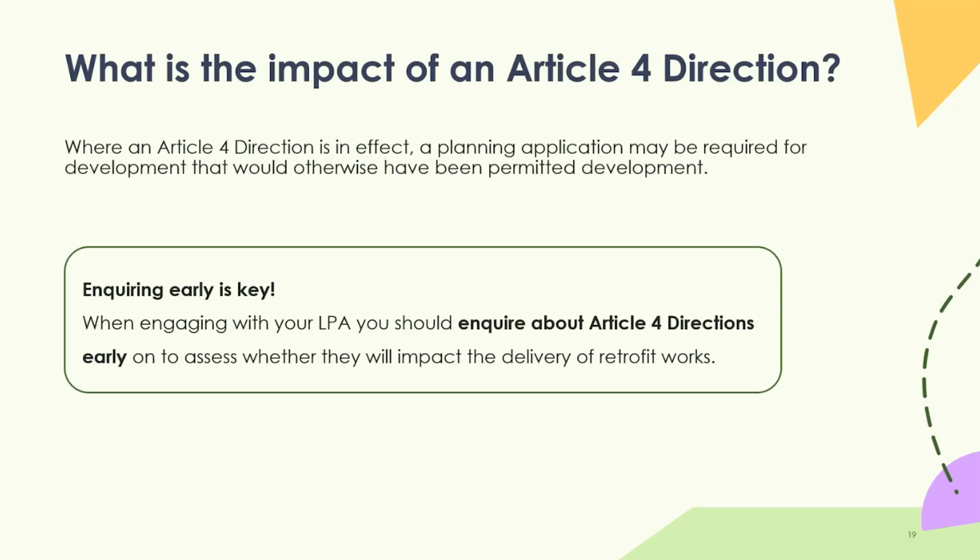So the impact of an Article 4 direction is that planning may be required for development that would otherwise have been permitted development. I think that's the key requirement. So here, go back to that comment that I've made several times already. Engaging with your local planning authority as early as possible is key to understand what all the restrictions are that may come in and impact your retrofit proposals.